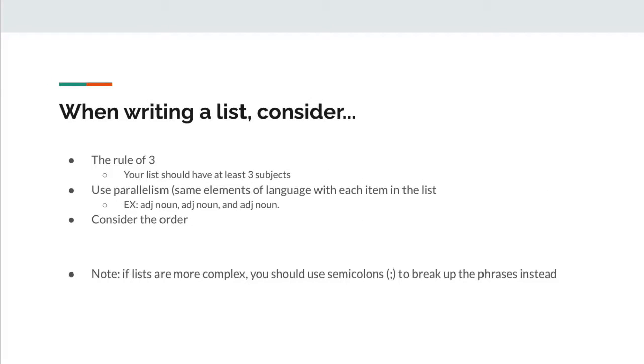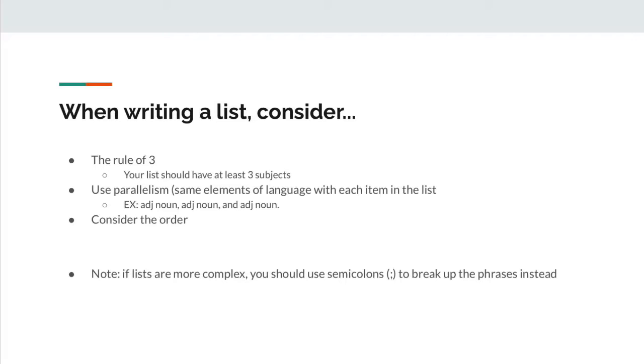Alright, so the last thing that we're going to talk about is writing a list, and usually this is pretty easy, but sometimes there are a few things that you need to look out for. The first thing that you should consider is the rule of 3. Your list should have at least 3 subjects in it, and this is pretty simple. Just make sure you have 3 things that you're talking about.